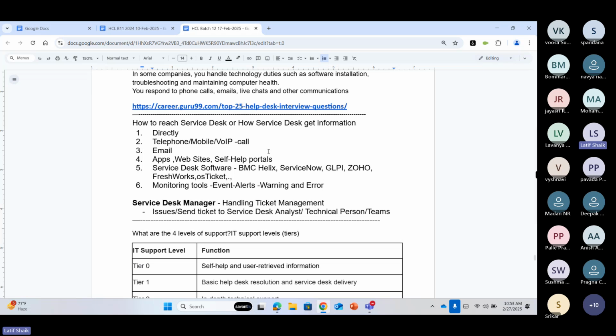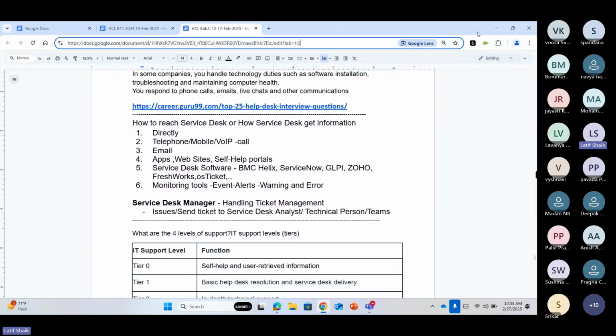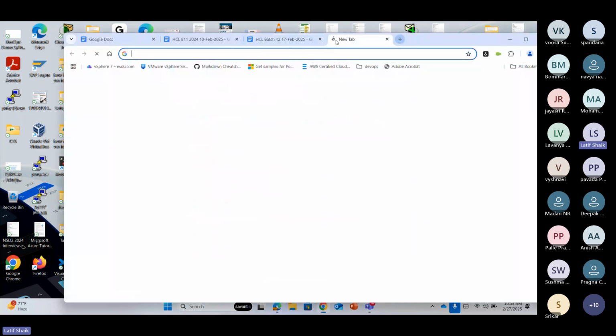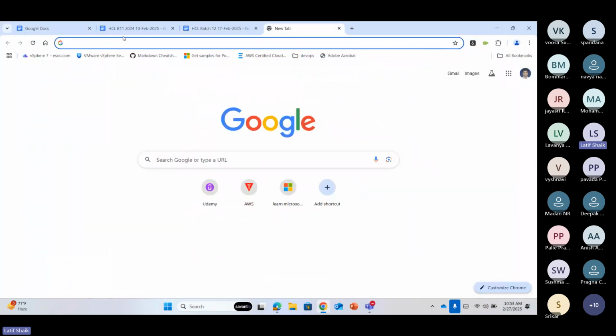Direct connectivity, where people can come and tell directly, telephone communication, email communication, chat support, and self-help portals or websites, like some service desk websites, which is one of the easiest ways. There are many, and different organizations mainly provide them.